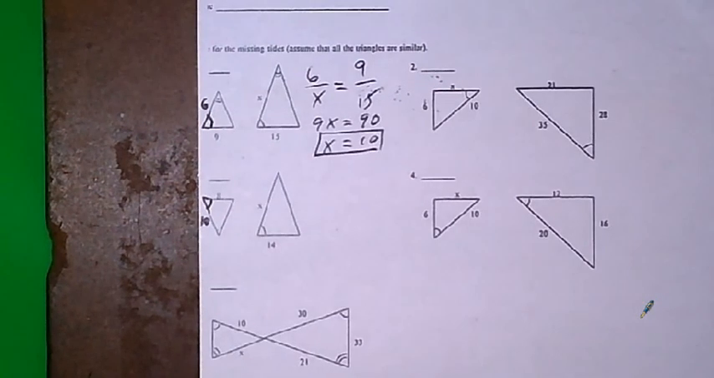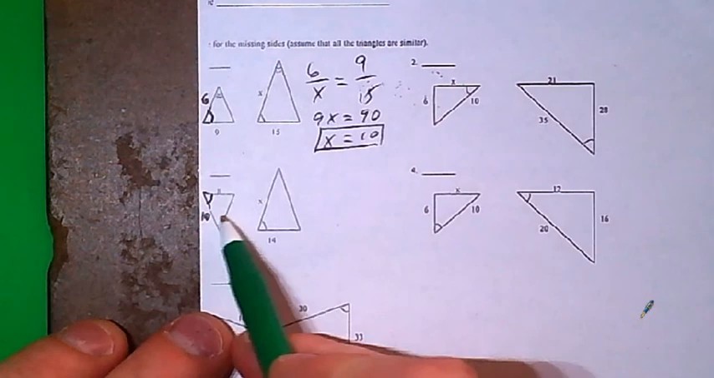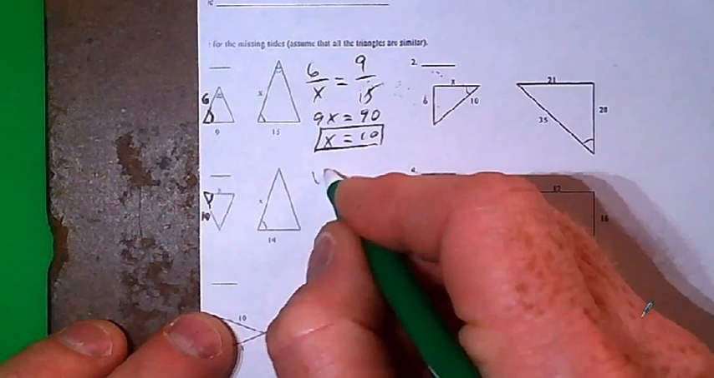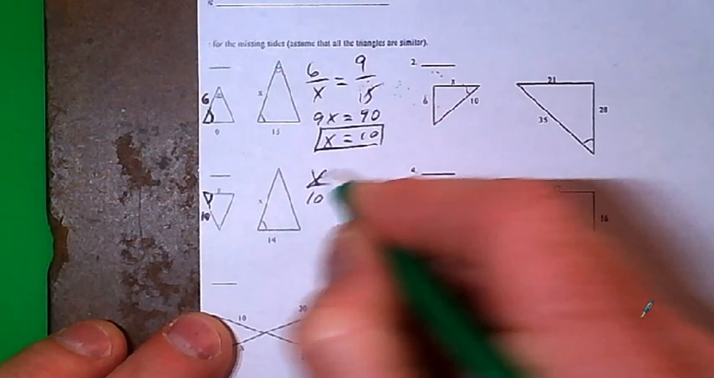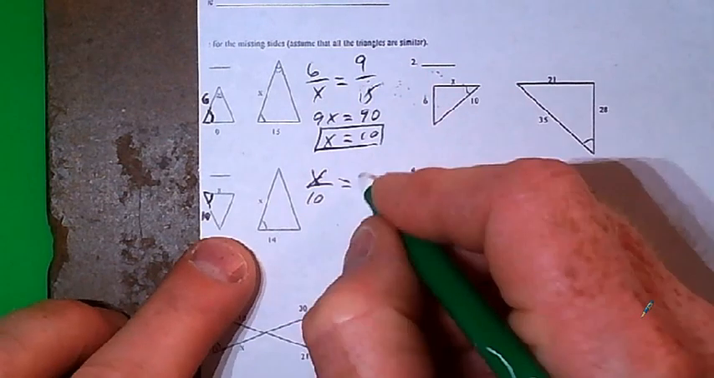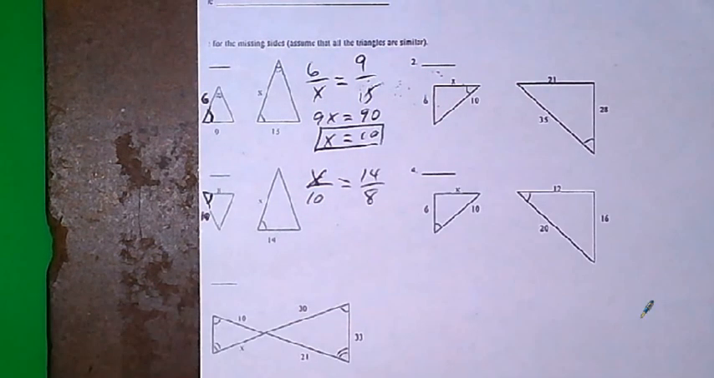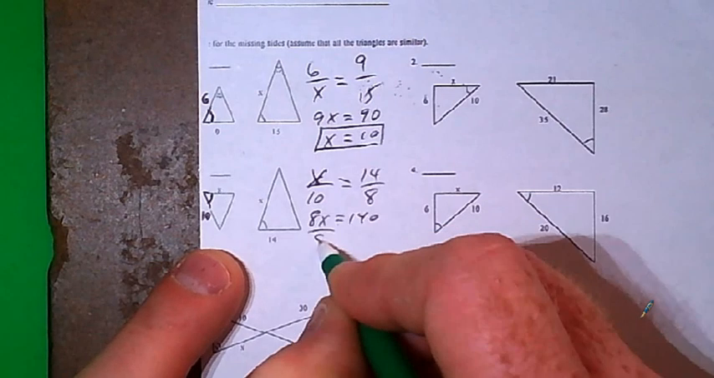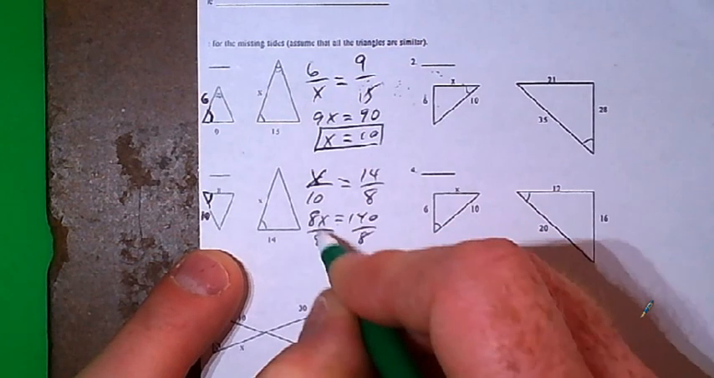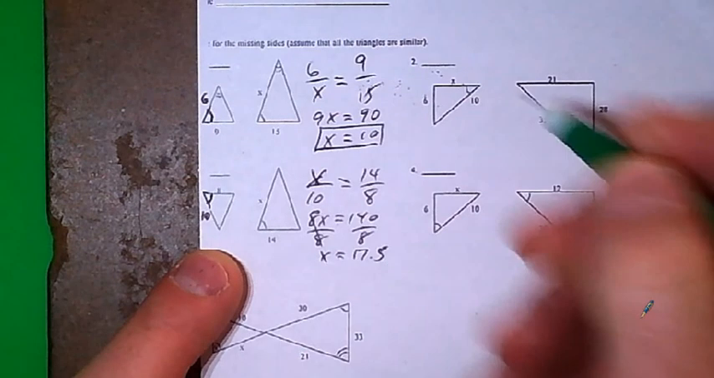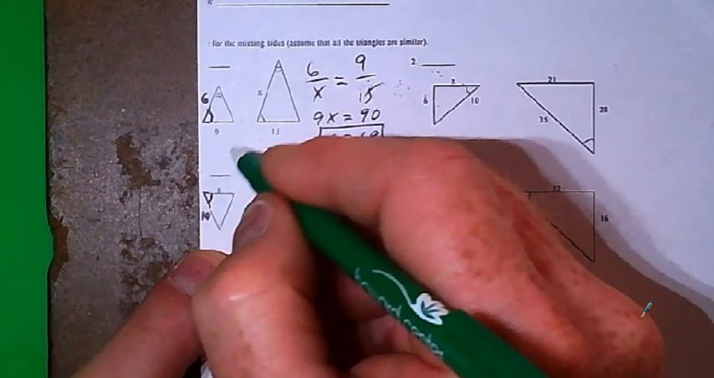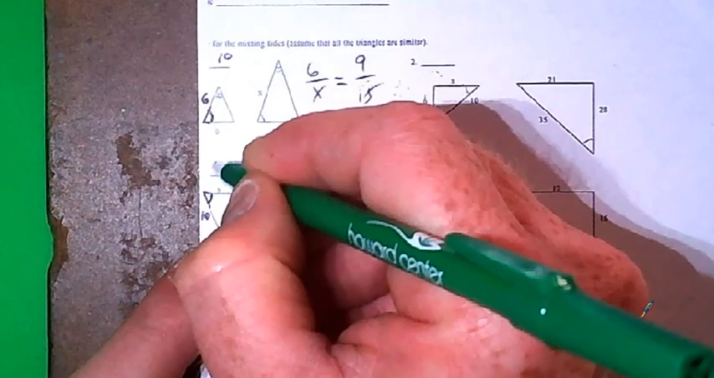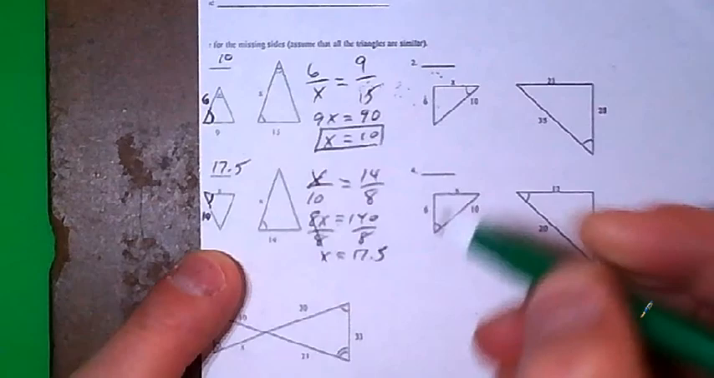All right, so you said x over 10, and then what? 14 over 8. It makes it easy when you've only got the two sides, right? Because you only have two choices. So 8x equals 140. Divide by 8, x equals 17.5. Okay, you can put the 10 up here. You can put 17.5 there. Any questions on those so far?